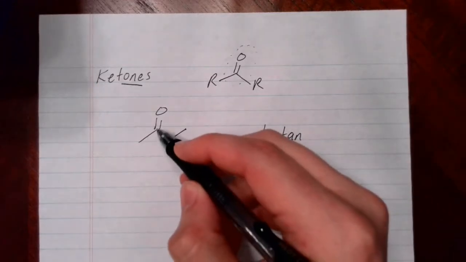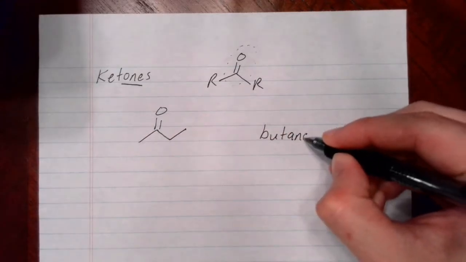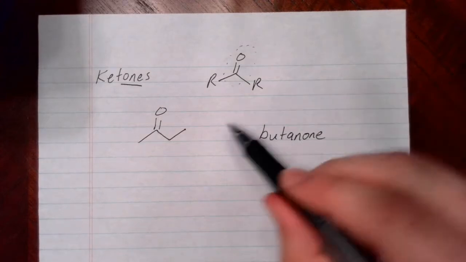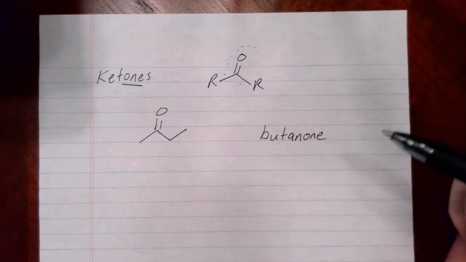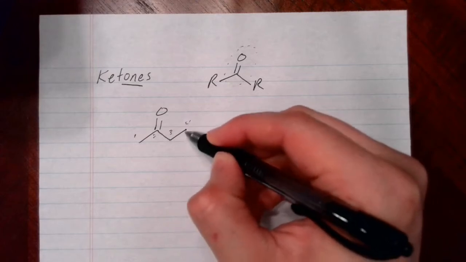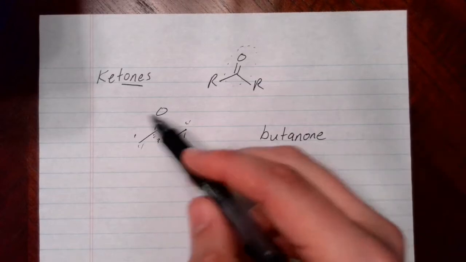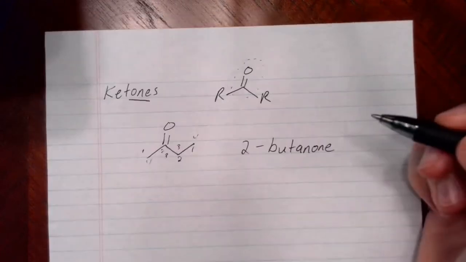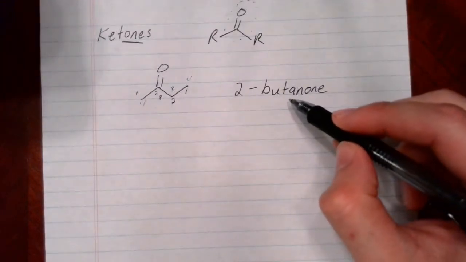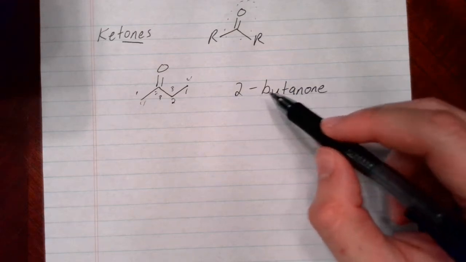Then, because this molecule is a ketone, I put O-N-E, so butanone. But now, as always, I have to tell where the functional group is. So where is the oxygen double bonded to the carbon? I can number it 1, 2, 3, 4, or I can number it from the other end. I choose the numbering scheme that gives the functional group the lowest number, so I call this 2-butanone. The BUT tells me 4 carbons, the AN tells me carbon-carbon single bonds, the ONE tells me it is a ketone, and the 2 tells me it is on the second carbon.